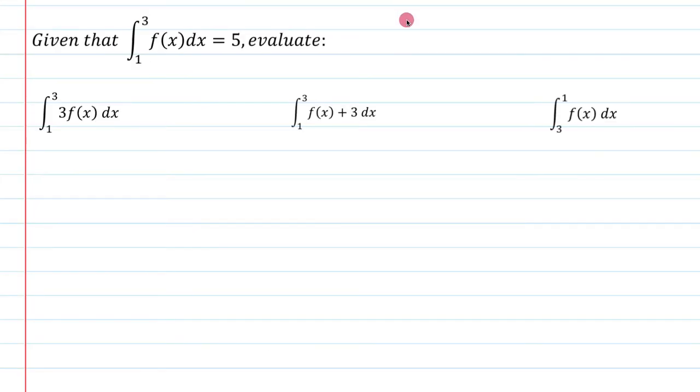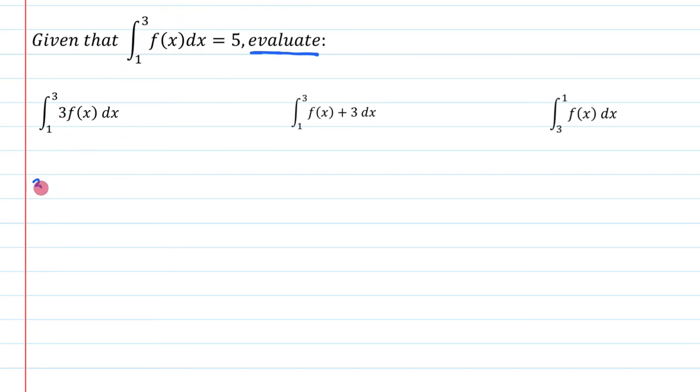So we've only got 3 questions here that we need to work through, so we will be able to do this rather quickly. So let us begin. So let's come over here, and we are told that given that the definite integral of f of x with respect to x between 3 and 1 is equal to 5, evaluate the following. So the first one we have to evaluate is this. And as you can see, I have a constant being multiplied by a function. So what I'm going to do is just take that constant out.